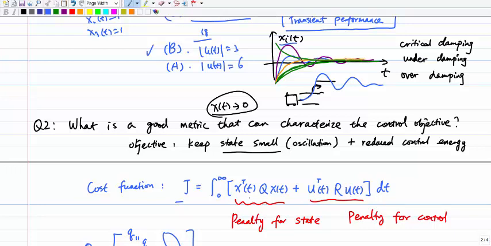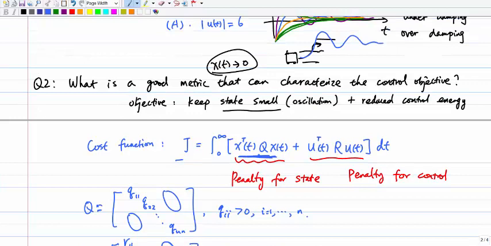Inside this is x transpose(t) Q x(t) plus u transpose(t) R u(t). The first one is called the penalty for the state. Basically I want to reduce this J. So this is a penalty for the state. The second one is a penalty for the control, because I want to reduce the state, and I want to reduce energy, control energy basically.